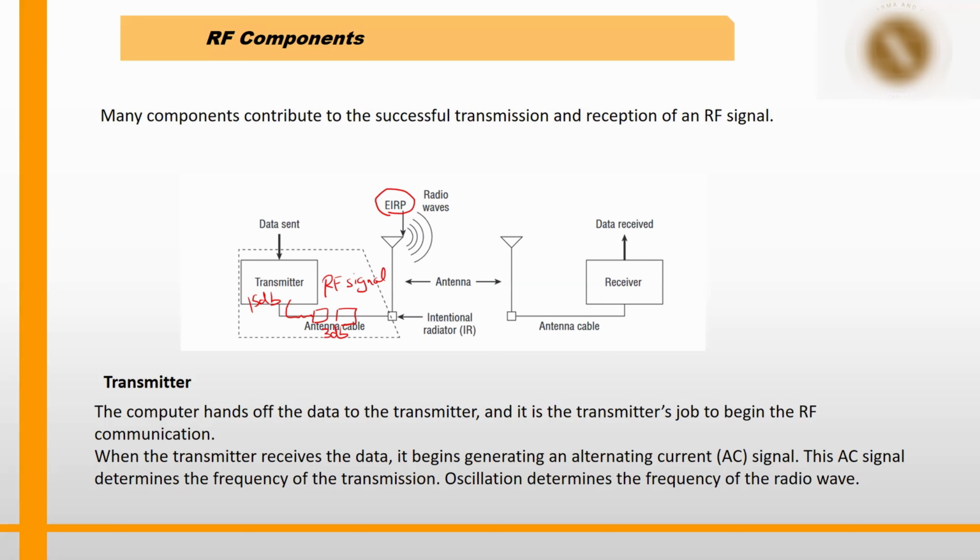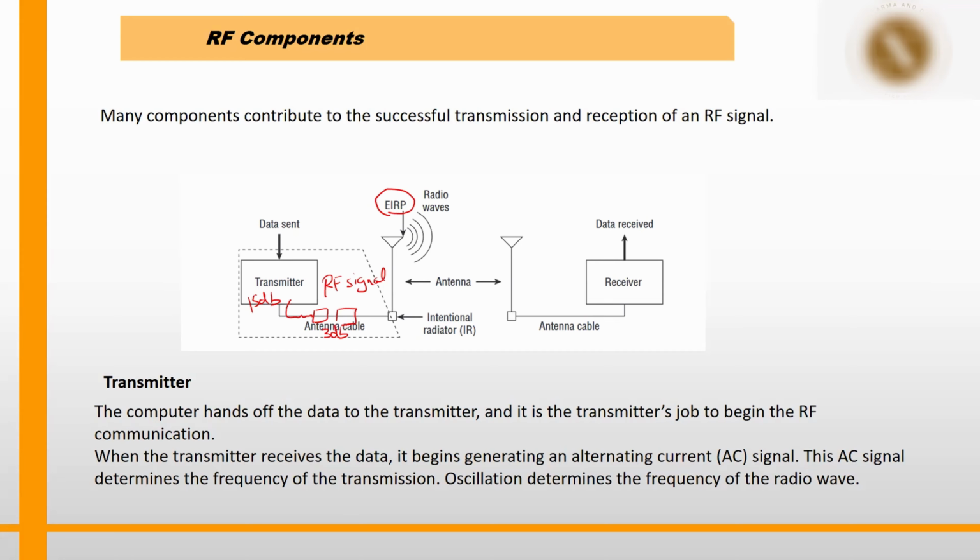We understood that if we tune amplitude, that means we are increasing the power, we are increasing the strength of the signal, right? And also the wavelength is inversely proportional to the frequency, so that also we have seen. And then at the last we were talking about the RF components. In the RF components, there will be a transmitter, then an antenna cable, and then the antenna itself.